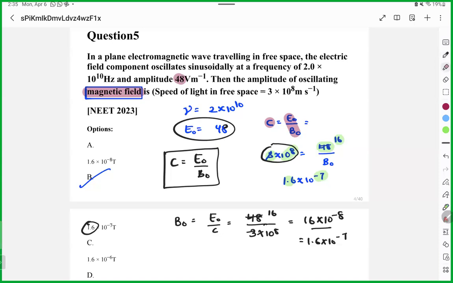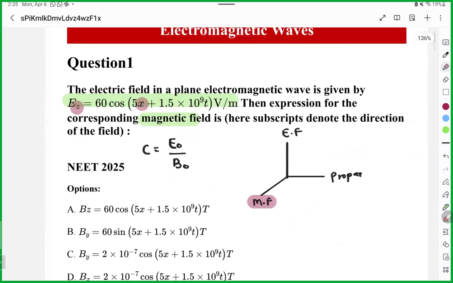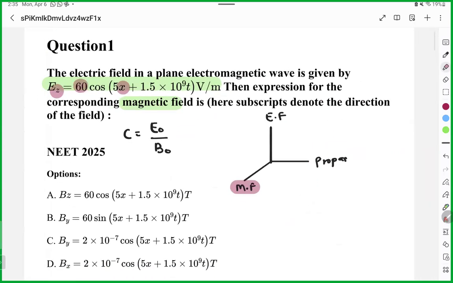And imagine, this fifth question, 2023, and this is the significance of NEET questions: it came in 2023, and the 2025 question, look, exactly the same. If E naught value is this, you have to calculate B naught value. You can eliminate two options. Then, Jordan, as we discussed, direction: the electric field is perpendicular to the magnetic field, perpendicular to the propagation. Yes, sir. This is X, this is Z, it means it will be Y. Done.